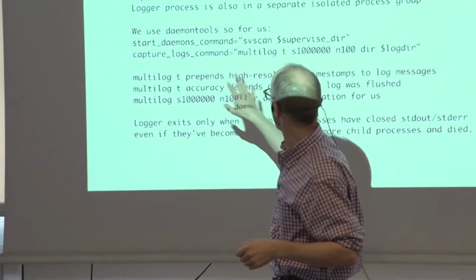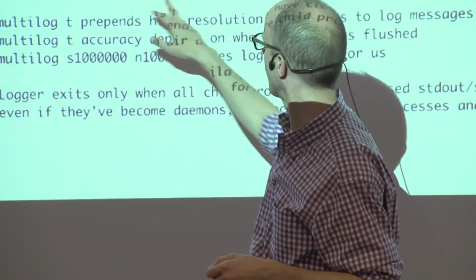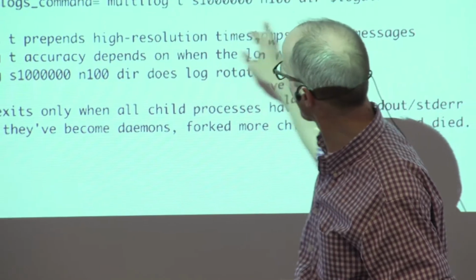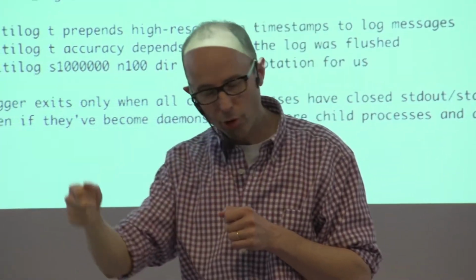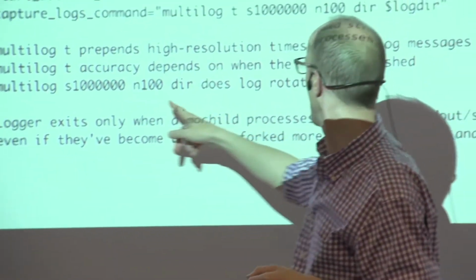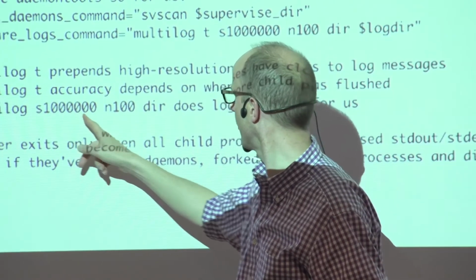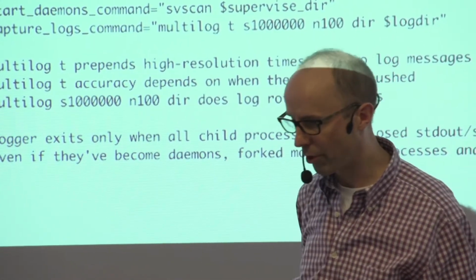Now for us, we use daemontools, so we start daemons using this svscan, and we capture logs using multilog. What multilog does is it captures the logs, writes them to log files, and looks after rotation for you. So we're saying we'll keep 100 files, maximum this size. The T there puts a high precision timestamp at the front of the log.